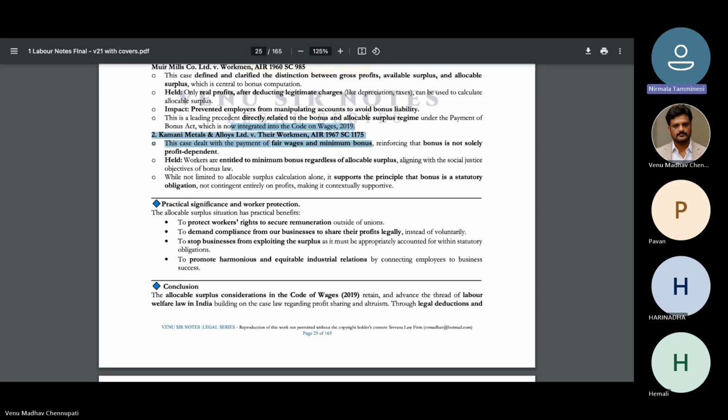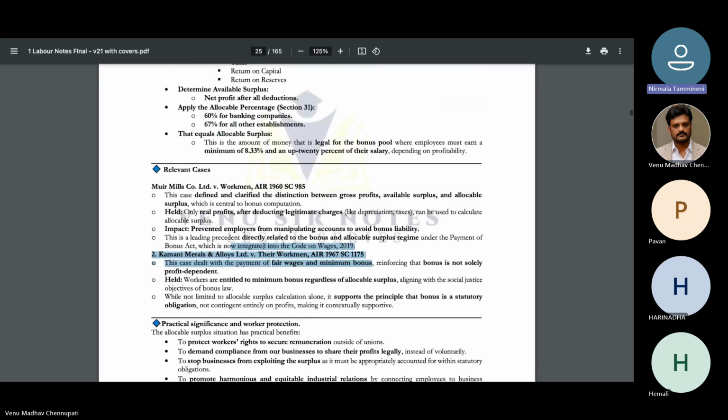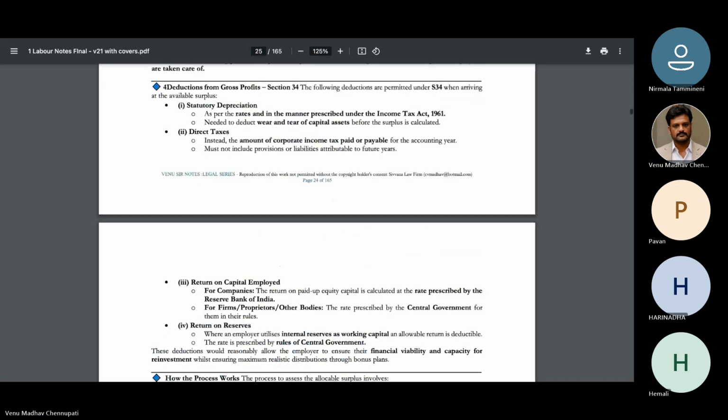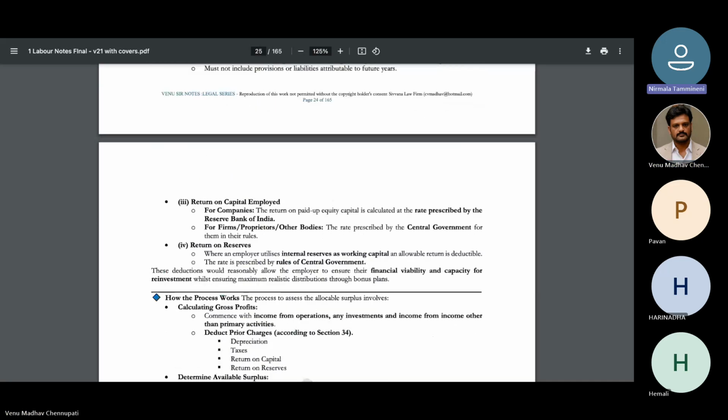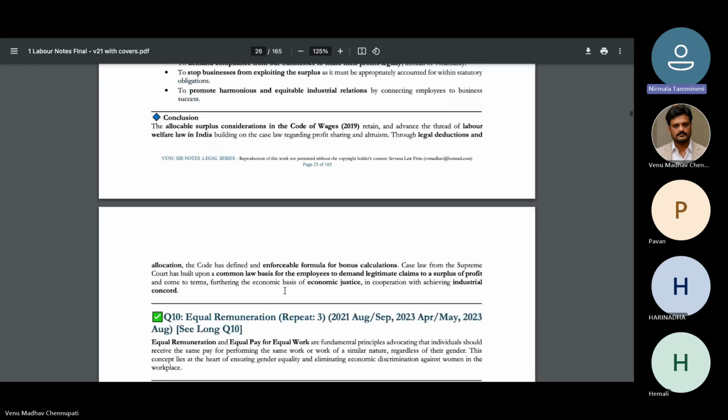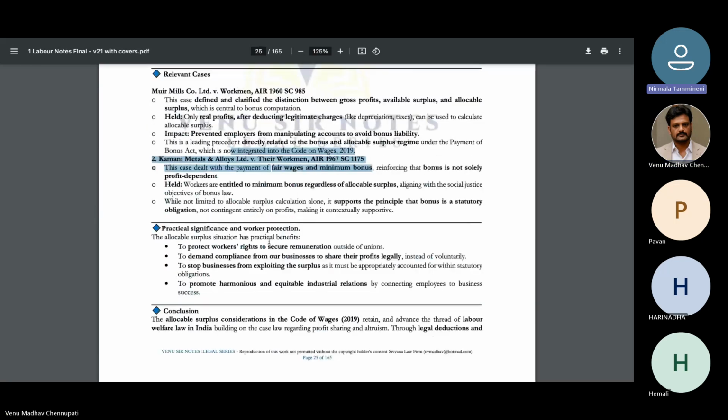Yeah, that's what I'm saying. Once you arrive at an allocable surplus, then you have to give a percentage of that as bonus, 8.33 or whatever, right? Sorry. In the case of Kamani Metals and Alloys Limited versus the workmen, fought in 1967, there is a very different and interesting judgment. It said minimum bonus is pretty much statutory, irrespective of allocable surplus. Correct. They are saying workers are entitled to minimum bonus regardless of allocable surplus.